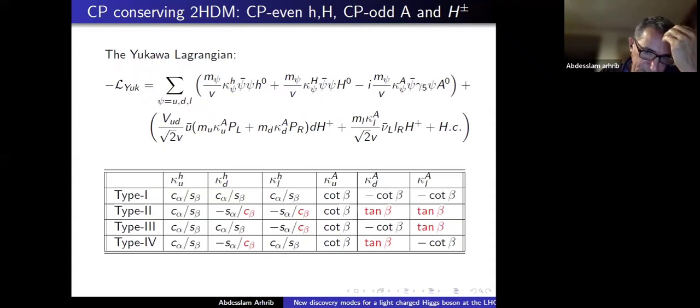There are some couplings which I wrote in red because there's one key parameter in this model, which is tangent beta. For example, the coupling of A to bottom quark in type 2 is proportional to tangent beta, like in the MSSM. If your tangent beta is quite large, this coupling becomes extremely large. This one behaves like 1 over cosine beta, but if tangent beta is large, it also behaves like tangent beta, and also the others. Maybe we need this later for some discussion. Okay, next slide, please.